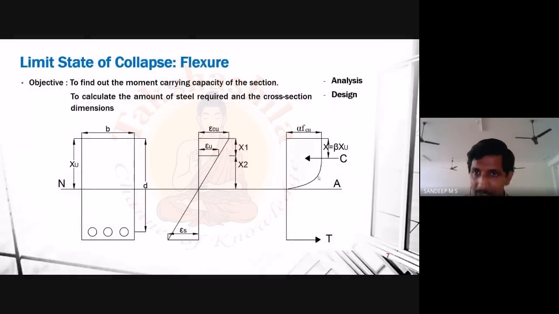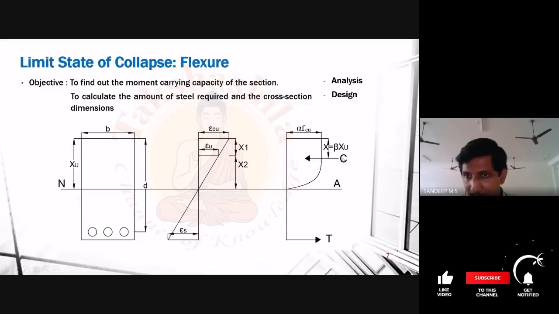This shows the variation of stress in concrete, and this value will be 0.45 FCK. In the bottom portion we assume that the entire tension is concentrated at the centroid of the steel section. That is why we are representing it by a single force, capital T. And this block shows the variation of stress, based on which we can calculate the total compressive force, that is the area of this block, represented by capital C. So we have a compressive force here and a tensile force.